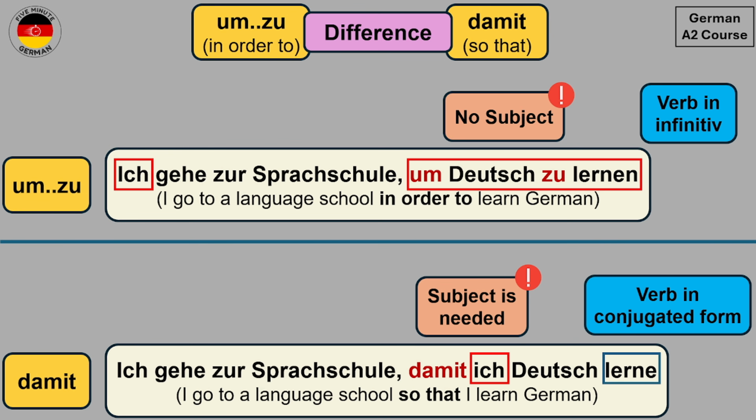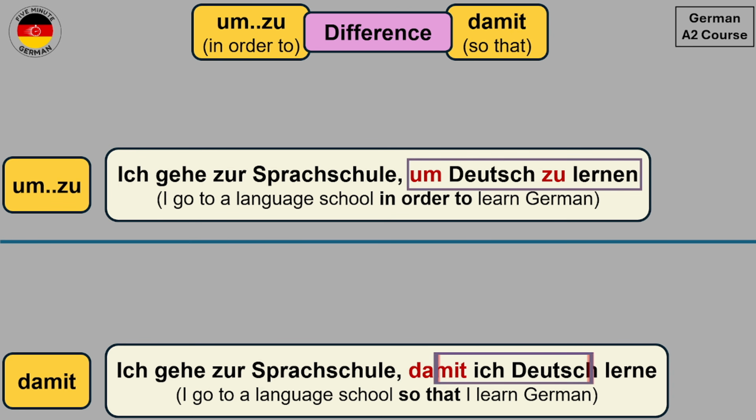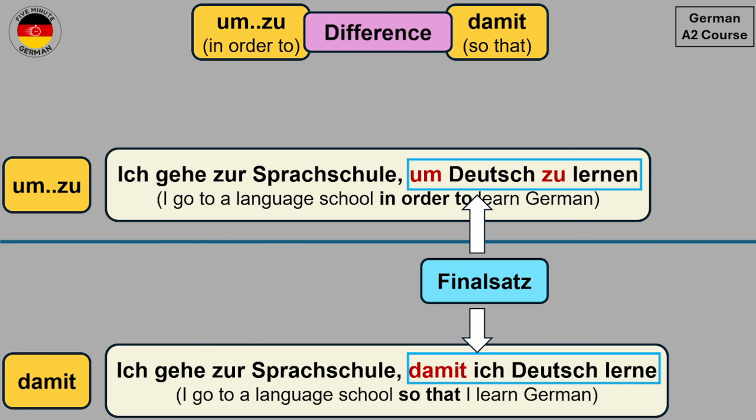And one more piece of information for you guys is that sentences with zu and damit are called Finalsatz. So this is the grammatical term for sentences with damit and zu. And Finalsatz is also a type of Nebensatz. So if you see Finalsatz anywhere, then you should know that they are talking about sentences with zu or damit.